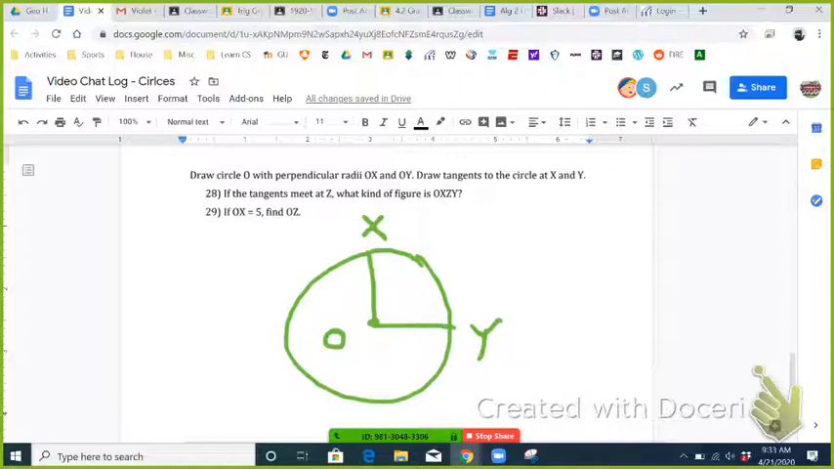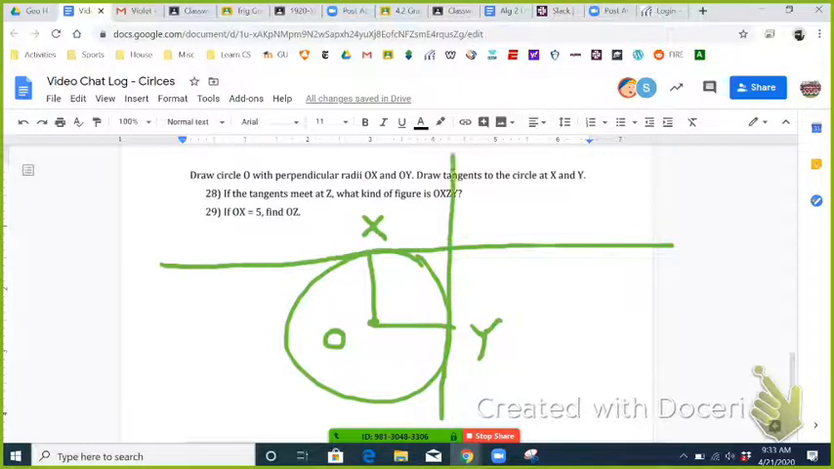Okay? And then draw tangents to the circle at X and Y. So, that would be one tangent. That would be another one. Okay? Now it says OX is 5. Find OZ. So I'm guessing the tangents meet at point Z. And they do. Alright, we're doing 29.